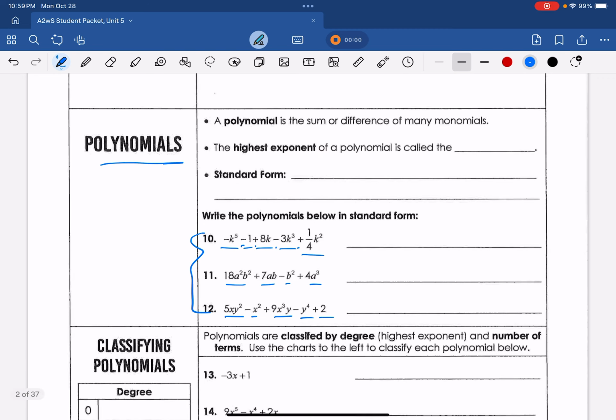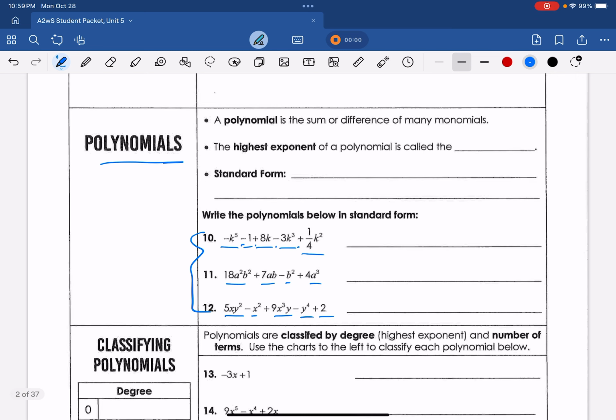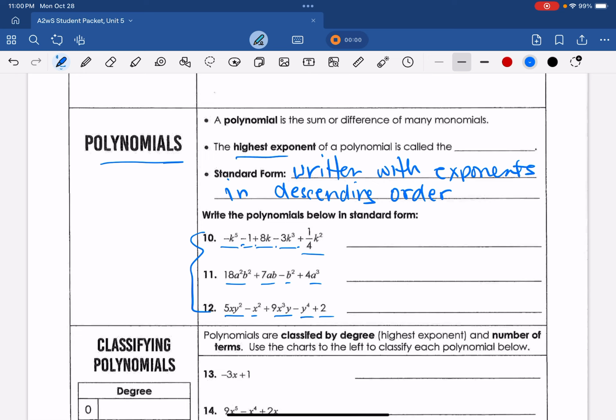But for now, let's go ahead and talk about the fact that when we do have a polynomial, it needs to be in what is called standard form. And when it's in standard form, it will be written with your exponents in descending order. Well, what does descending order mean? You're starting with your highest exponent and working your way down. So, for example, we also call the highest exponent the degree of the polynomial.